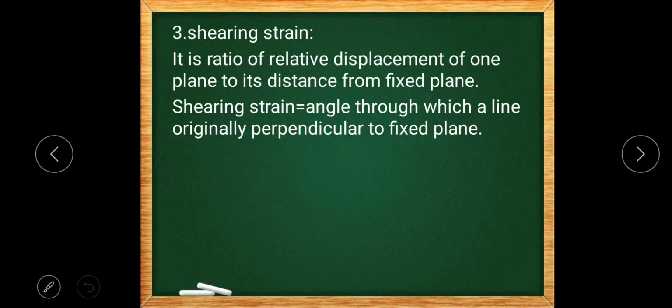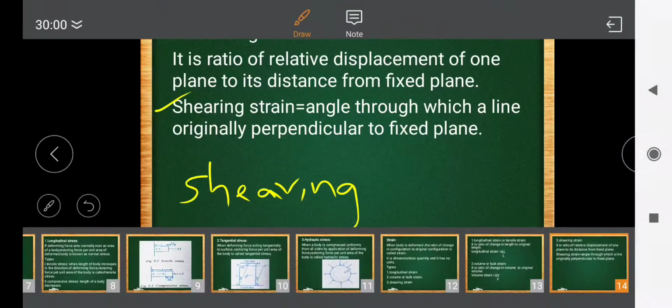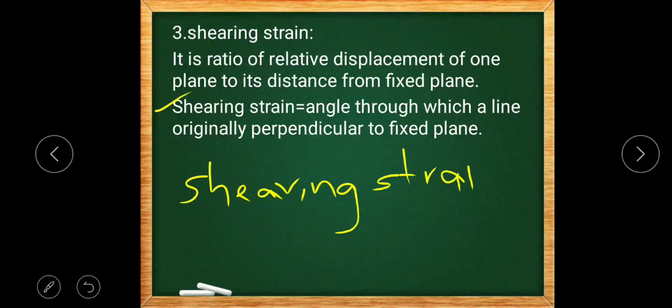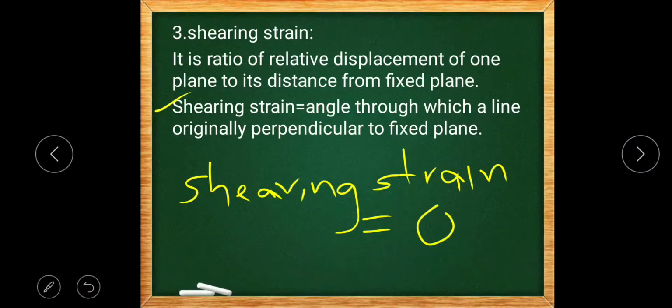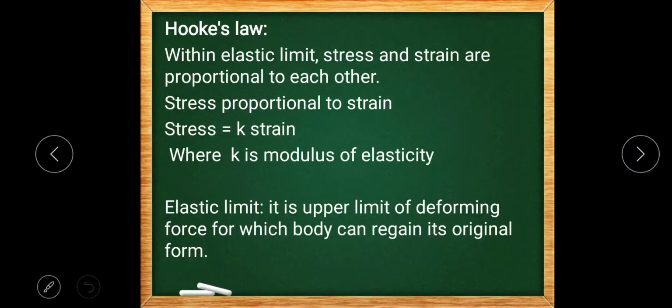Okay. So hence the shearing strain is equal to the angle through which a line originally perpendicular to the fixed plane is turned. Here the shearing strain can be expressed as angle theta. Shearing strain equal to angle theta. Okay. Right. Next, Hooke's law.